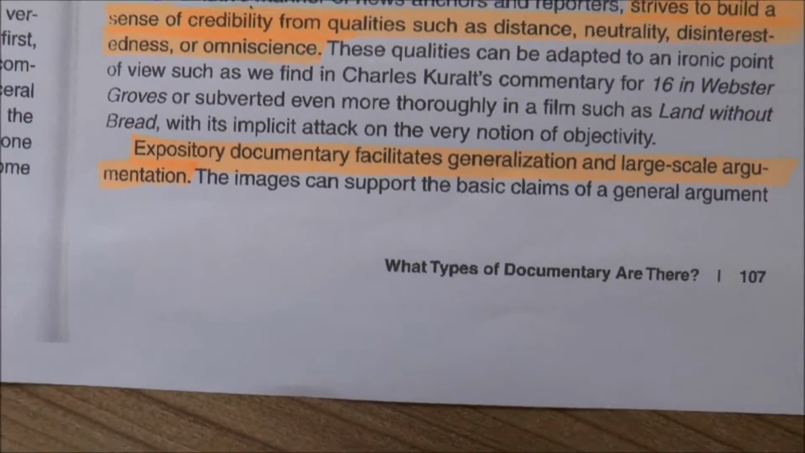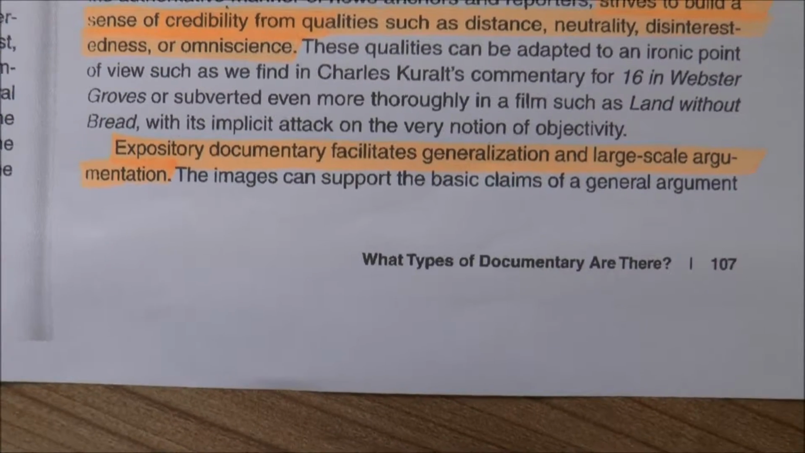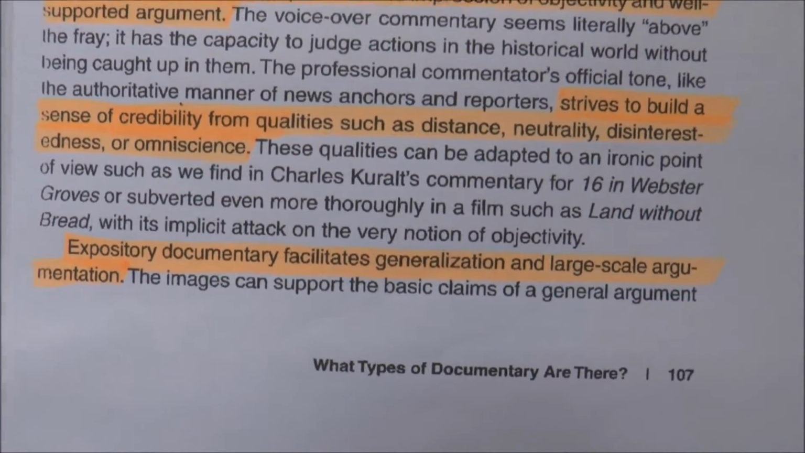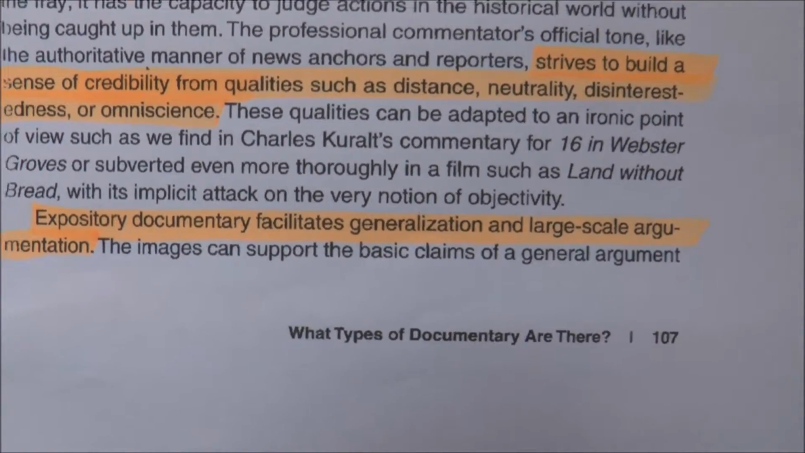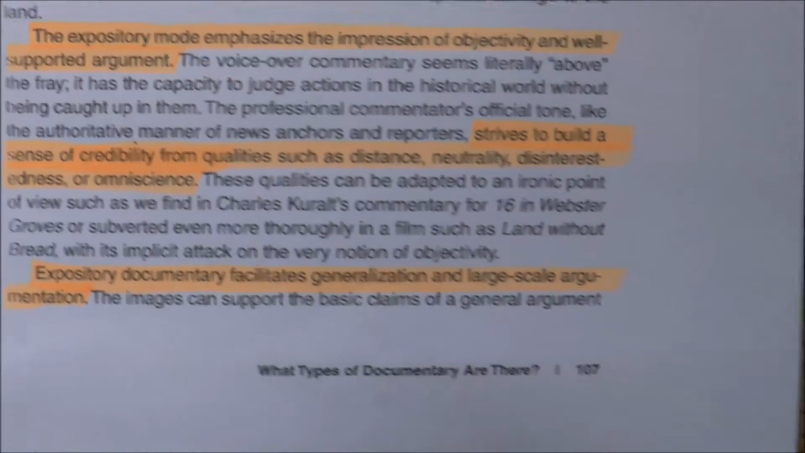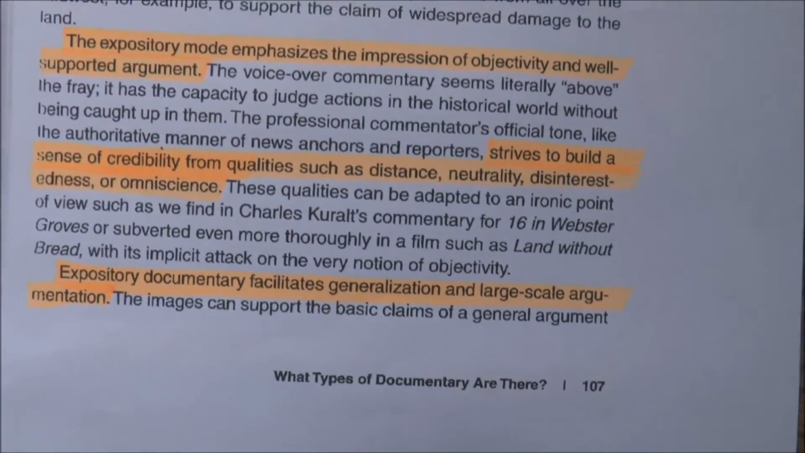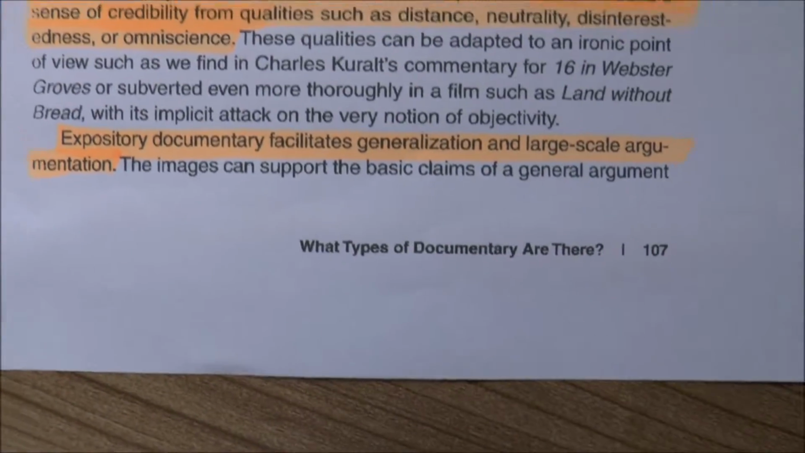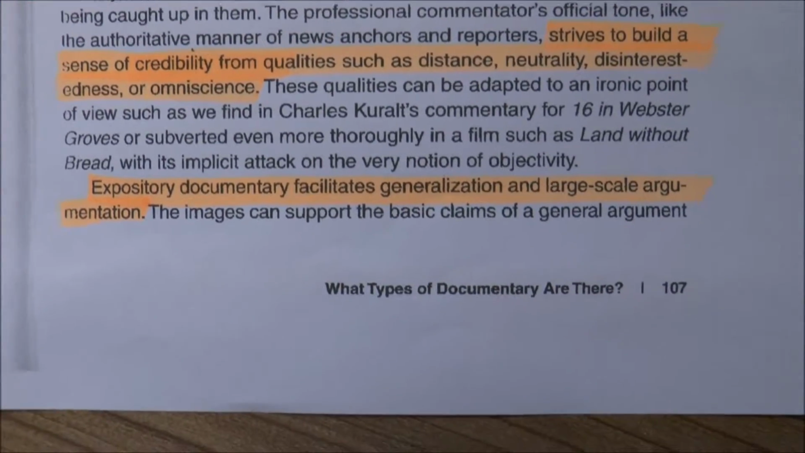And then at the bottom, again, reiterating what I've said, expository documentary facilitates generalisations and large-scale argumentations. So because, even though it's a 5-minute short film that we need to do as our task, we want to give as much of a detailed overview as possible about the impacts of digital technologies on younger people. So we feel that we've chosen the right mode of documentary.